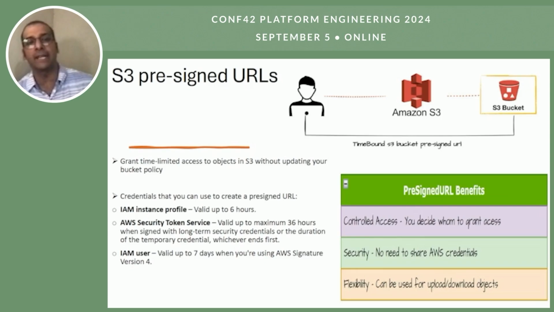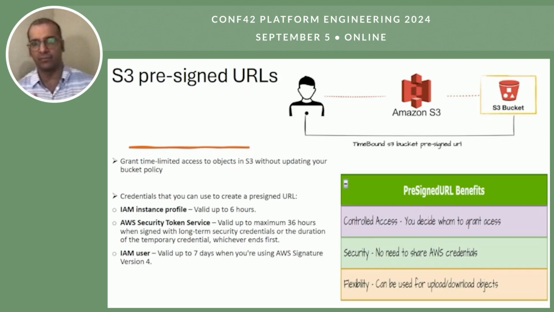To control the access, there are actually three ways. For example, if you are generating the signed URL through an IAM instance profile, the URL will be valid for only 6 hours. If you are using the AWS STS service, which is the Security Token Service, the URL can be valid up to 36 hours. And the longest is through an IAM user, where the URL will be valid for 7 working days.